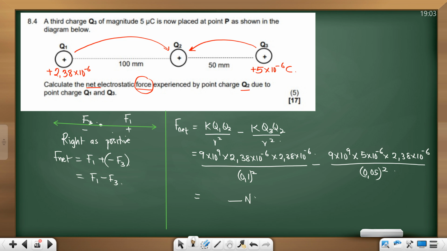And now you would check, because the examiner says net electrostatic force, if it is positive or negative. If it is positive, you chose right as positive. Remember, if it's positive, then your answer would be to the right. If it is negative, your answer would be to the left.